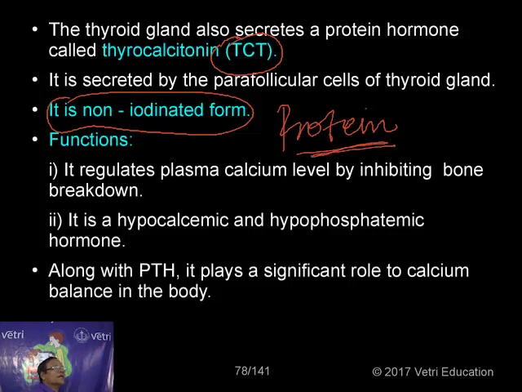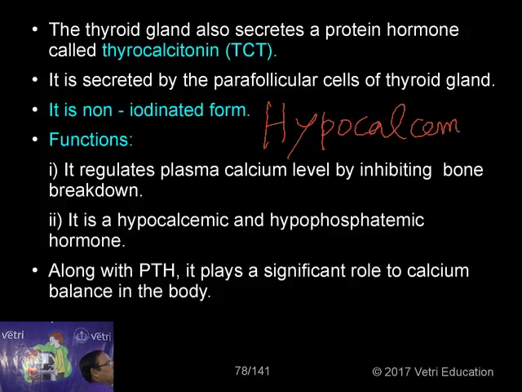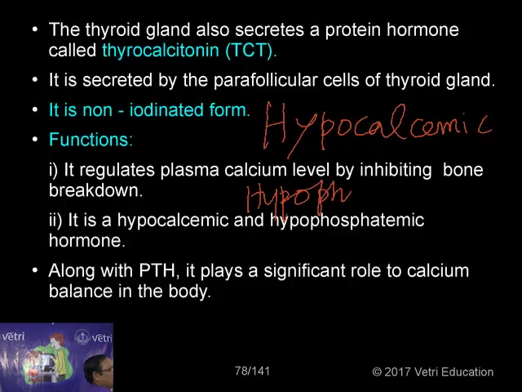So it is a calcium-lowering hormone. That's why it's called a hypocalcemic hormone. This is a hypocalcemic protein hormone, and also hypophosphatemic. Because it decreases the calcium level as well as the phosphate level in the plasma or in the blood. Hence called hypocalcemic hormone or hypophosphatemic hormone. That's why I mentioned it is a calcium-lowering hormone.